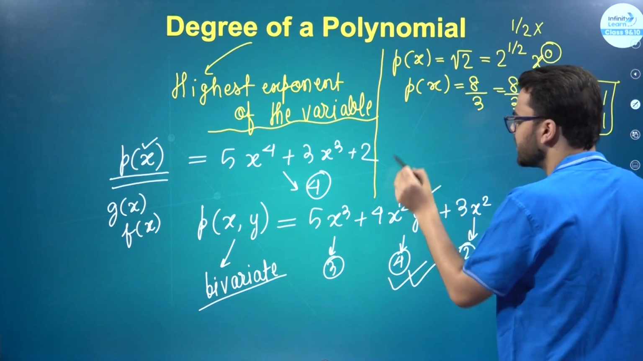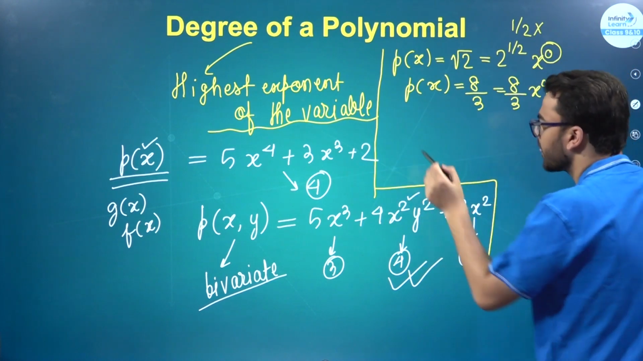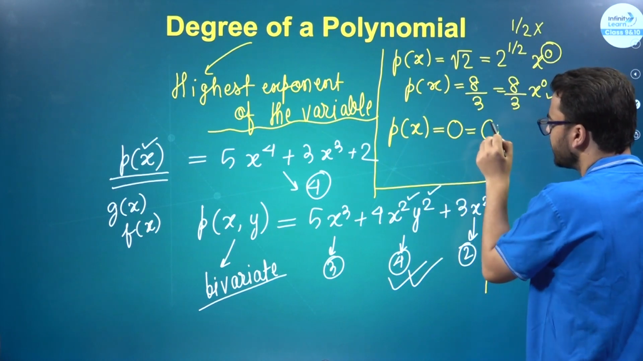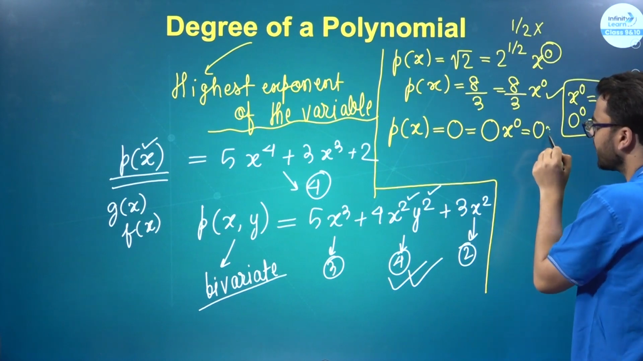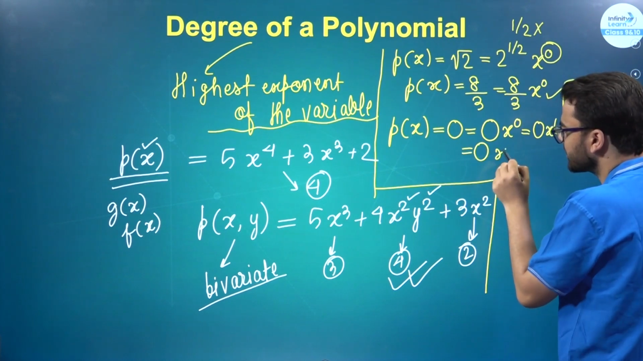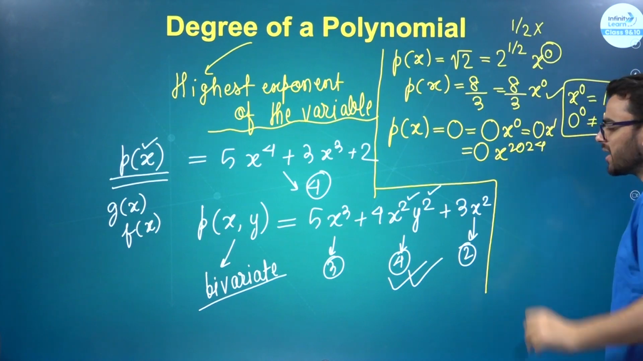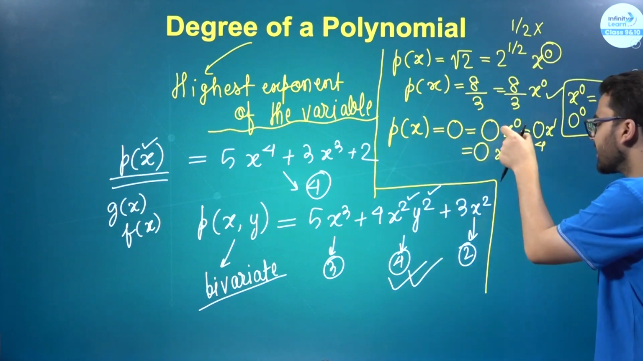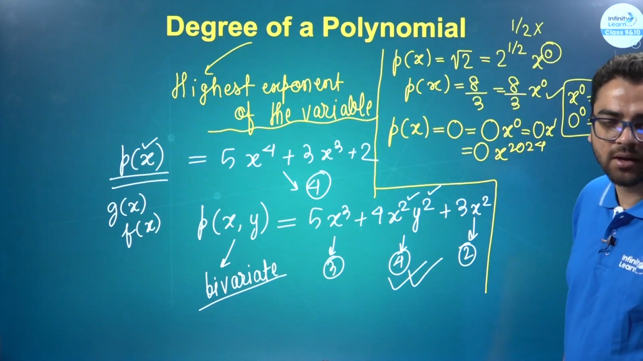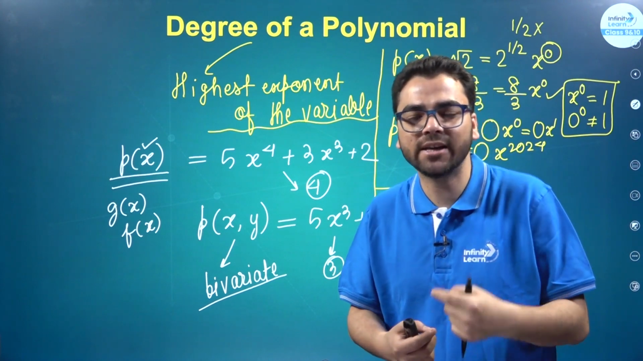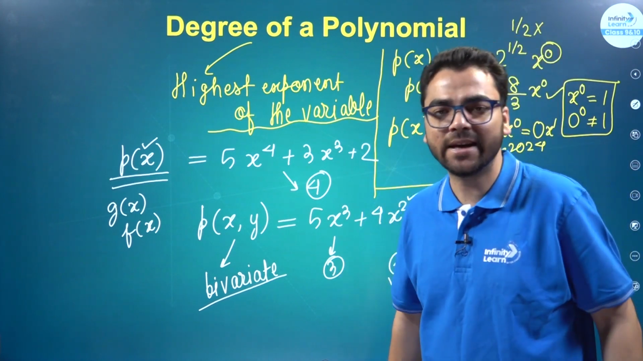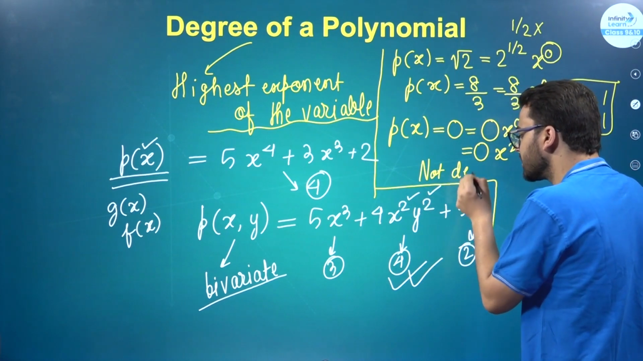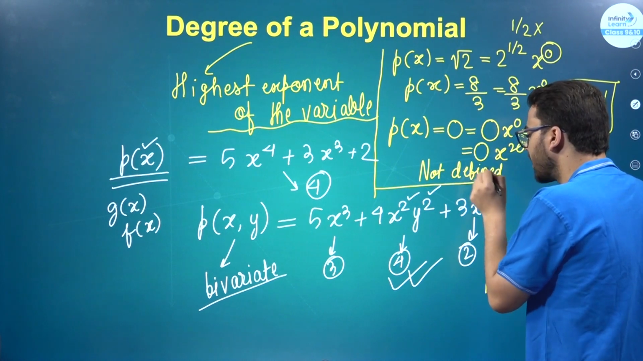Now if somebody asks, what is the degree of the zero polynomial? You see, you can write it like this. If you want, you can write it like this as well. So basically, you are not able to assign a unique value to the degree of a zero polynomial. That is not possible, because the degree has to be a single, unique value. So the degree of a zero polynomial is not defined. I hope that one is clear.